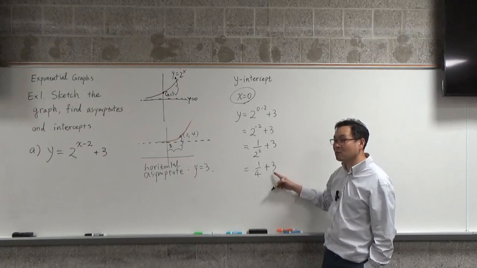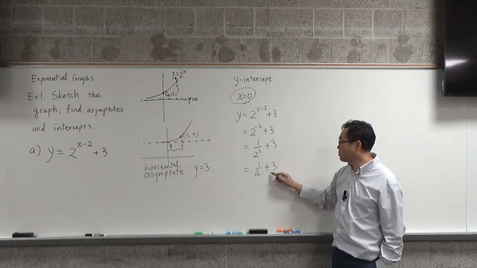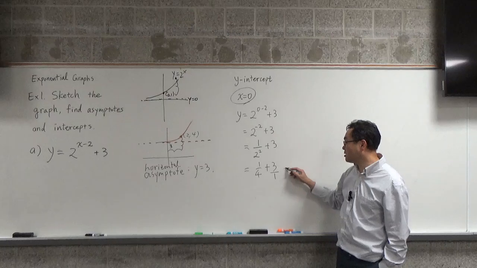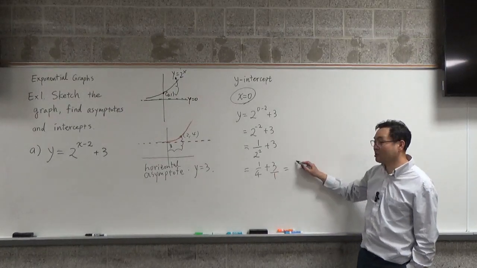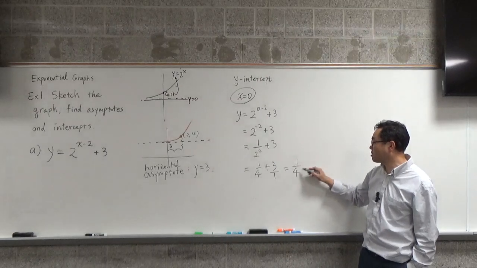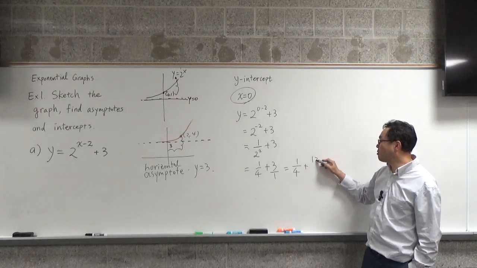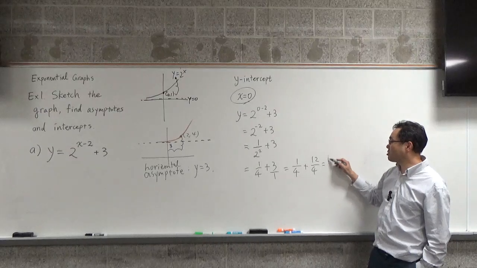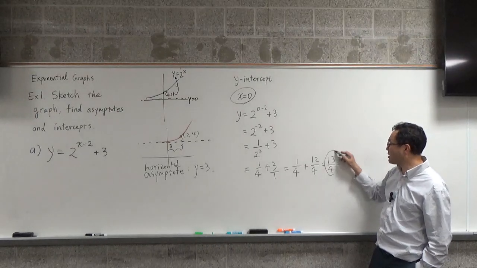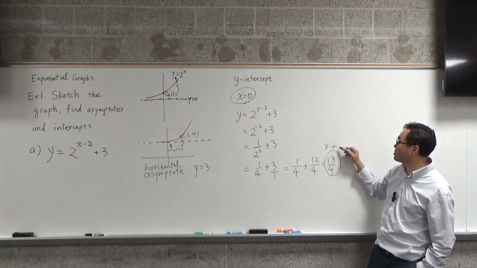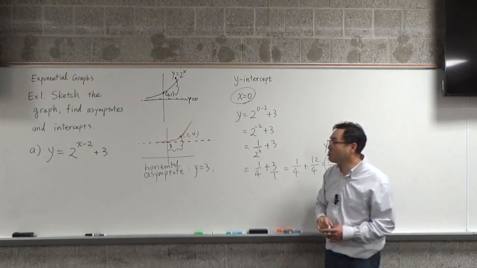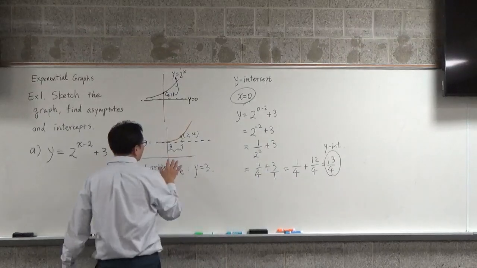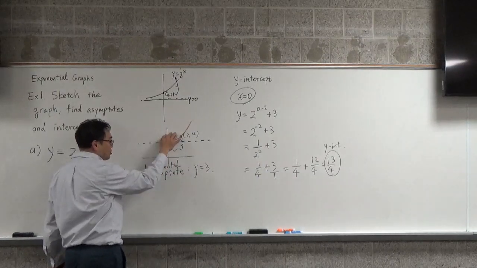Oh, I have to add a number to a fraction. What do you do? You first make the 3 as 3 over 1, multiply top and bottom by 4, so you have the same denominator. You need a common denominator, so you have 1/4 plus 12 over 4, which gives you 13 over 4. Okay, so that's going to be your x-intercept. No, y-intercept, sorry. Y-intercept.